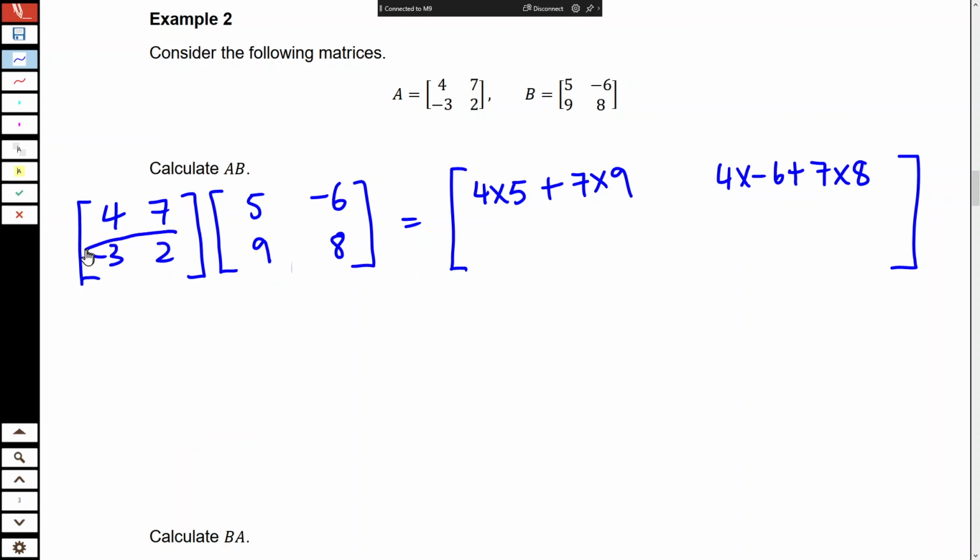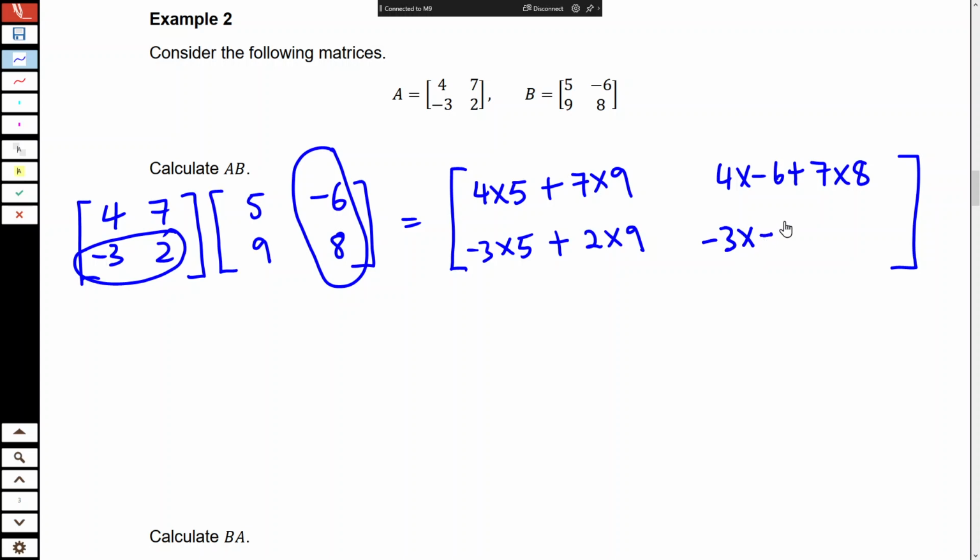In the bottom, I need to use the second row, and we'll start with the first column. So minus 3 times 5 plus 2 times 9. And for the last column, I will use the second column of the matrix. Minus 3 times negative 6 plus 2 times 8.